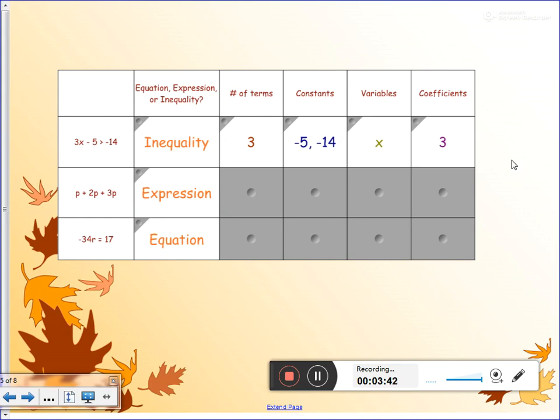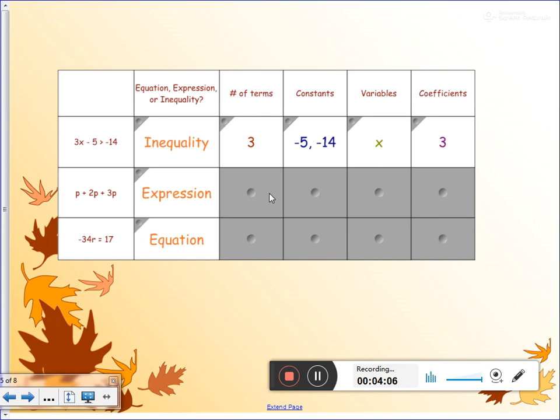Okay. What I would like you to do is finish filling out this chart, okay, with the number of terms, constants, variables, and coefficients for P plus 2P plus 3P. And then negative 34r equals 17. Okay, so go ahead and pause the video, finish filling it out, come back and check your answers.